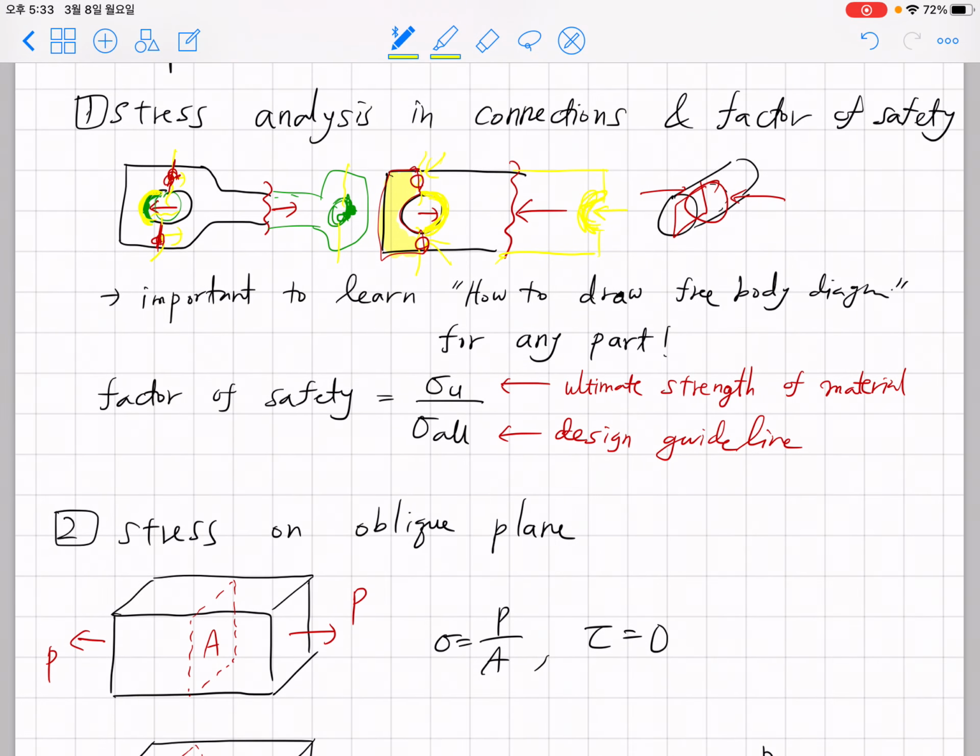So the important thing you have to learn is how to draw a free body diagram for any parts. You have to use a divide and conquer strategy for any part of the body. So when you have any arbitrary shape of the body, what you have to do is practice and try to see, after making this imaginary cut, if you can draw a free body diagram for this part, and a free body diagram for the other part.